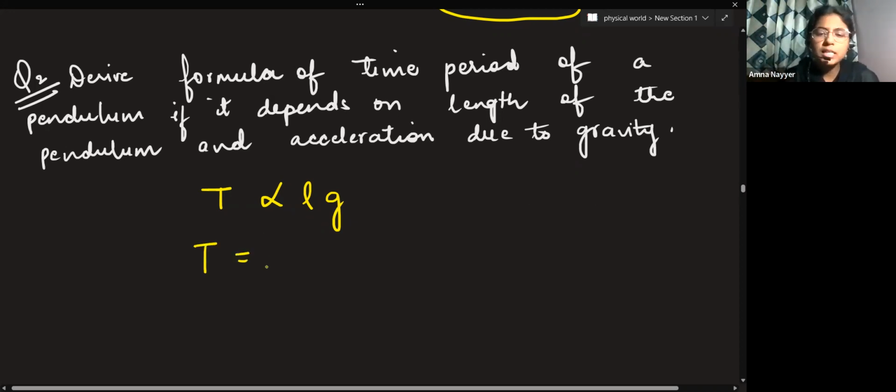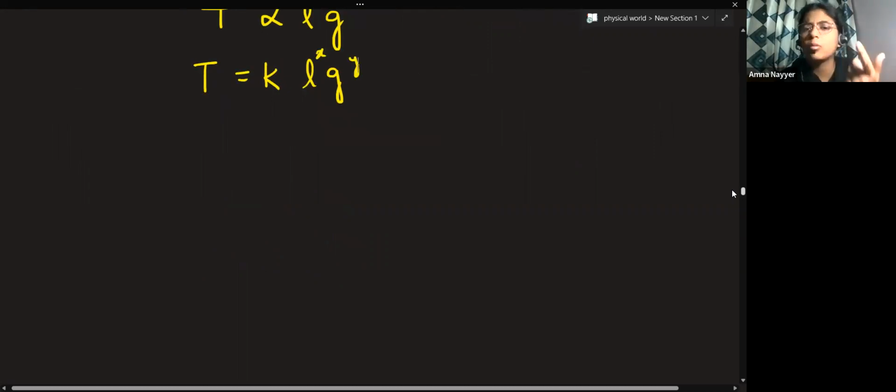Remove the proportionality sign, add a random constant k, L g. Now, take the power of L as x, take the power of g as y. Since there is not a third physical quantity given, no need to take z. So, time depends on it. Now, dimensional formula of time is what? It's T only, is equal to k. Dimensional formula of length is L.